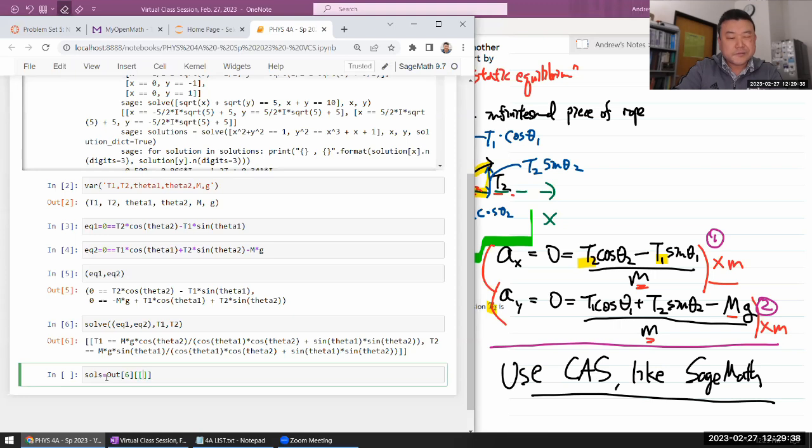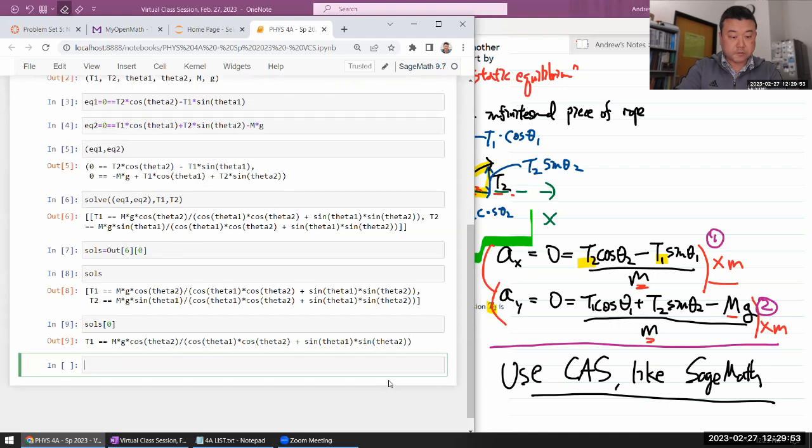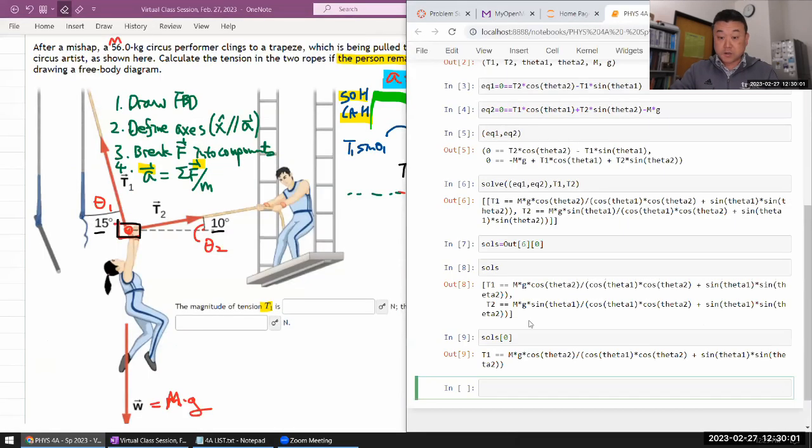And then the first element, and then I think it's just an array of two elements here. So let's see. Yeah, good. If I look at the first element of this array, that's my solution for T1. So let me do it this way. I think I can just plug in the numbers using SageMath. I have all the numbers here, so I can plug them in that way.